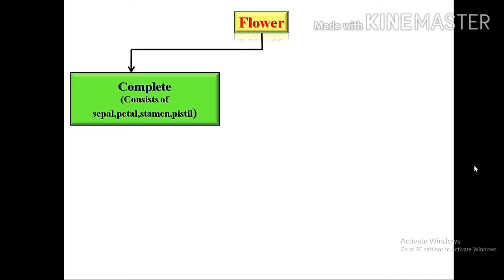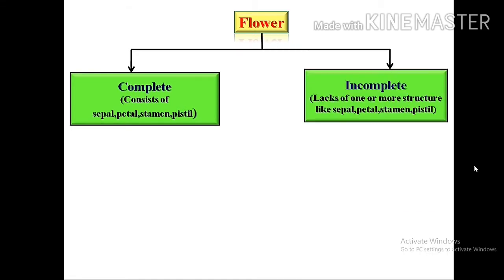A flower may be either complete or incomplete. A complete flower is one which consists of sepal, petal, stamen and pistil, and an incomplete flower is one which lacks one or more of the structures like sepal, petal, stamen and pistil.